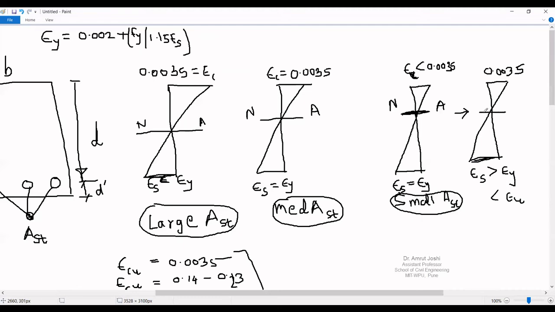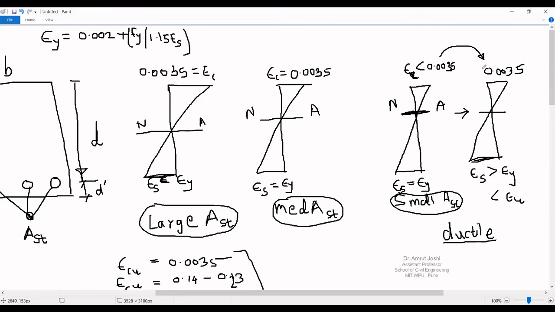So here also, the failure occurs due to the crushing of extreme compression fibers concrete, but from this stage to this stage, the steel is yielding, so you will see enough cracks and you will get the warning of the failure. So this failure, where you are providing small amount of AST, is ductile in nature. That means it gives you the warning of failure, because from this stage to this stage steel goes on yielding, and therefore you will see large deformations, cracks will be produced.